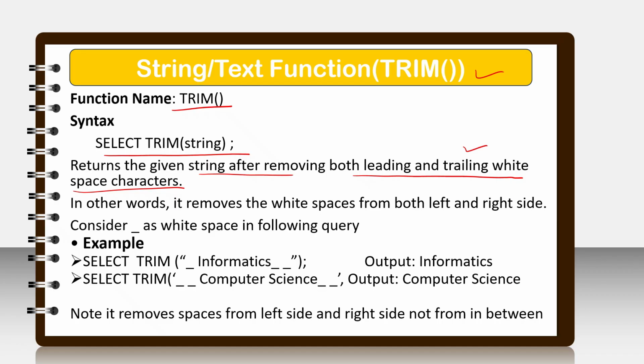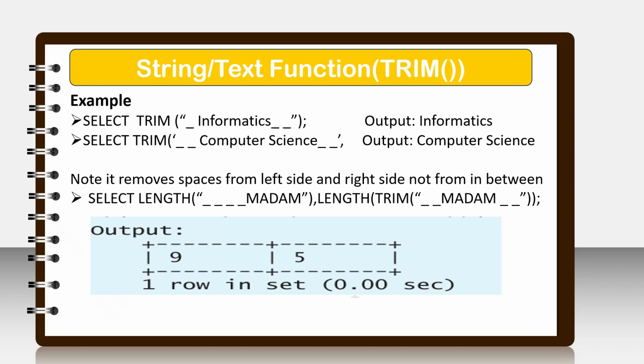Okay, so this is an example. It is removing both leading and trailing spaces. Here also it is removing both the spaces. So here you can check the output. It removes spaces from the left side and right side, not from in between. So you have to keep this note in your mind. These are the examples of simple TRIM.